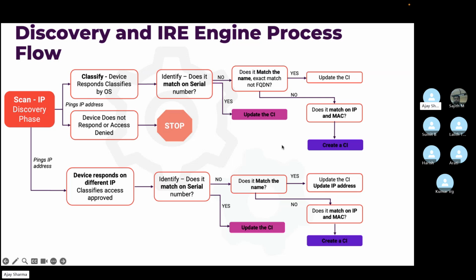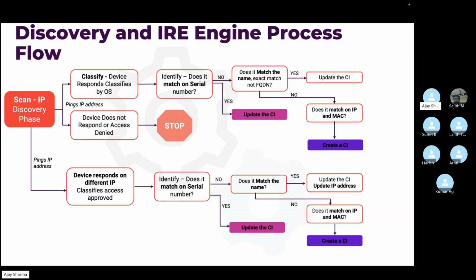Okay, so that is how the IRE engine basically works. Now, when we are talking about IRE, it is clubbed with two things: one is identification, second is reconciliation. Identification is identifying whether the device is available or not, based on whatever we have configured in identifier entries. Second is reconciliation. Reconciliation is deciding which attributes we want to be updated from different sources.